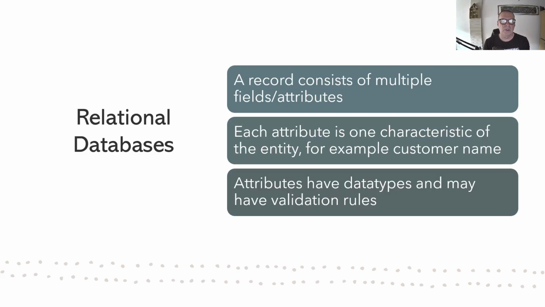Within the record you have multiple fields or attributes. Each attribute is one characteristic of the entity. For example, the customer's name, that's one attribute of customer. Attributes have data types, and they may also have validation rules.